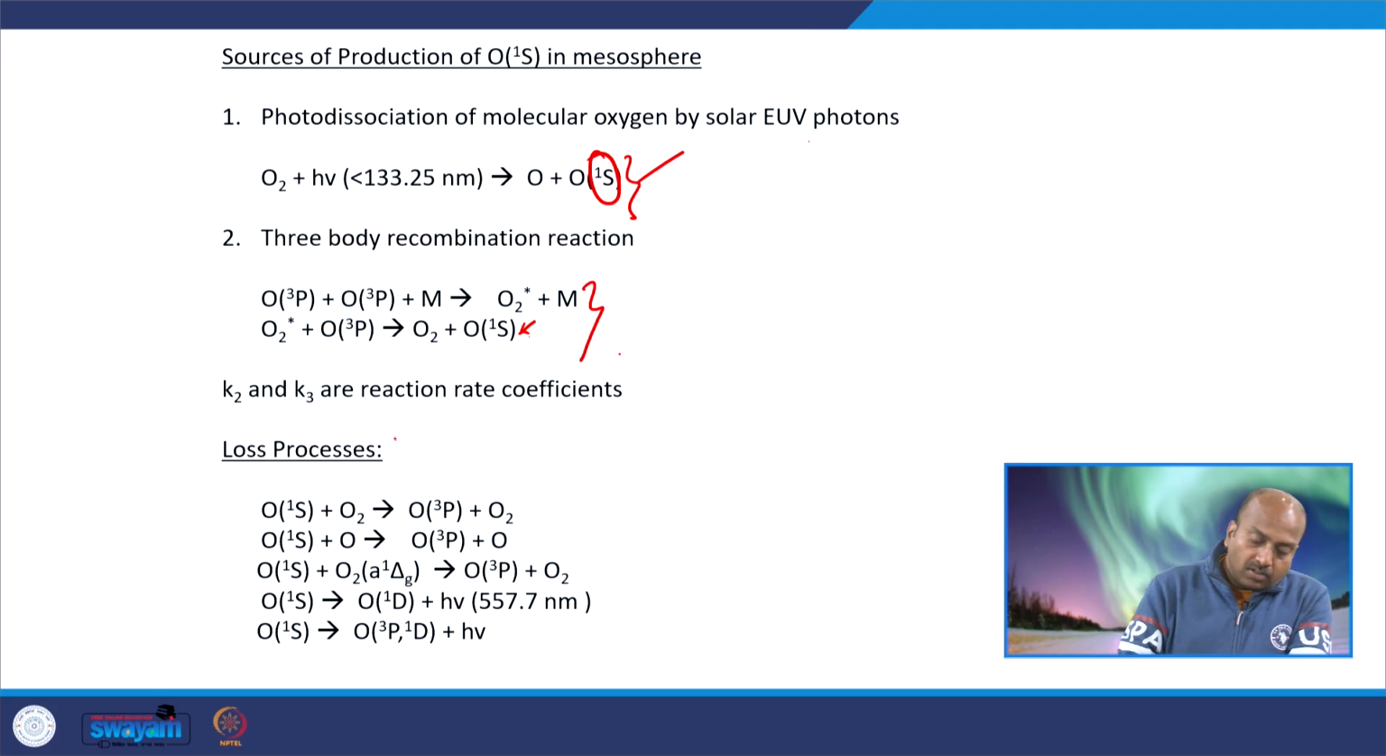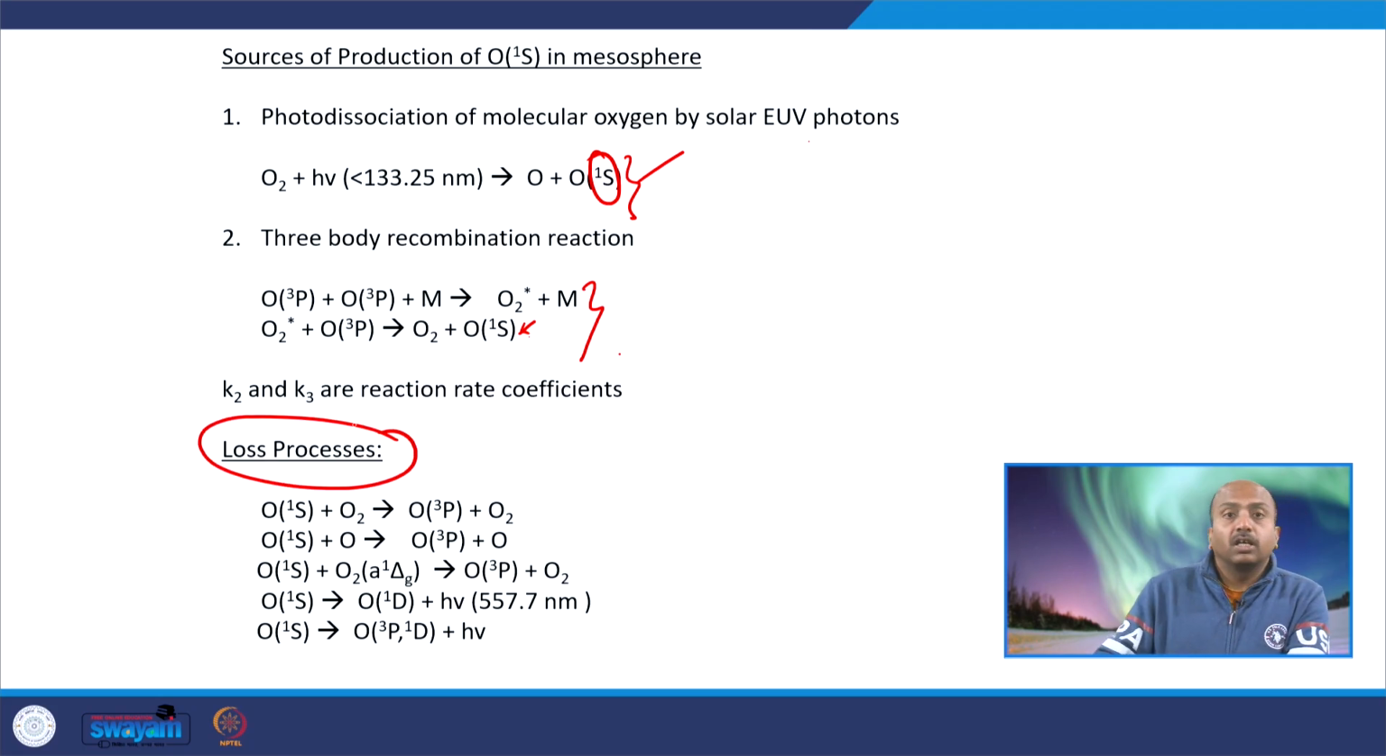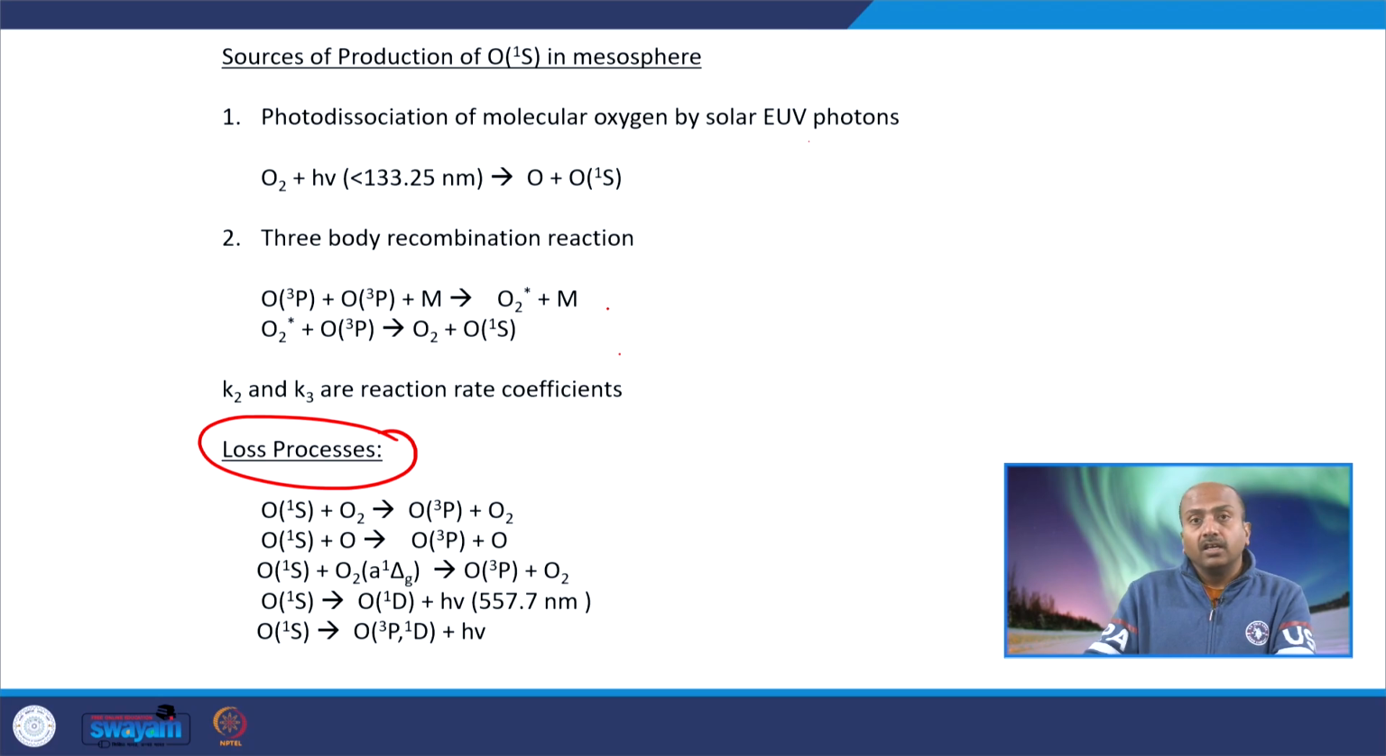Now, loss processes refer to all those chemical reactions in which this singlet S de-excitation will not happen into the singlet D, because if the transition happens into singlet D, you will get a green line airglow emission, that particular photon, right? But it is not required that the transition will only happen to that. If you have a look at the energy level diagram, you will realize yourself that it is not necessary that way.